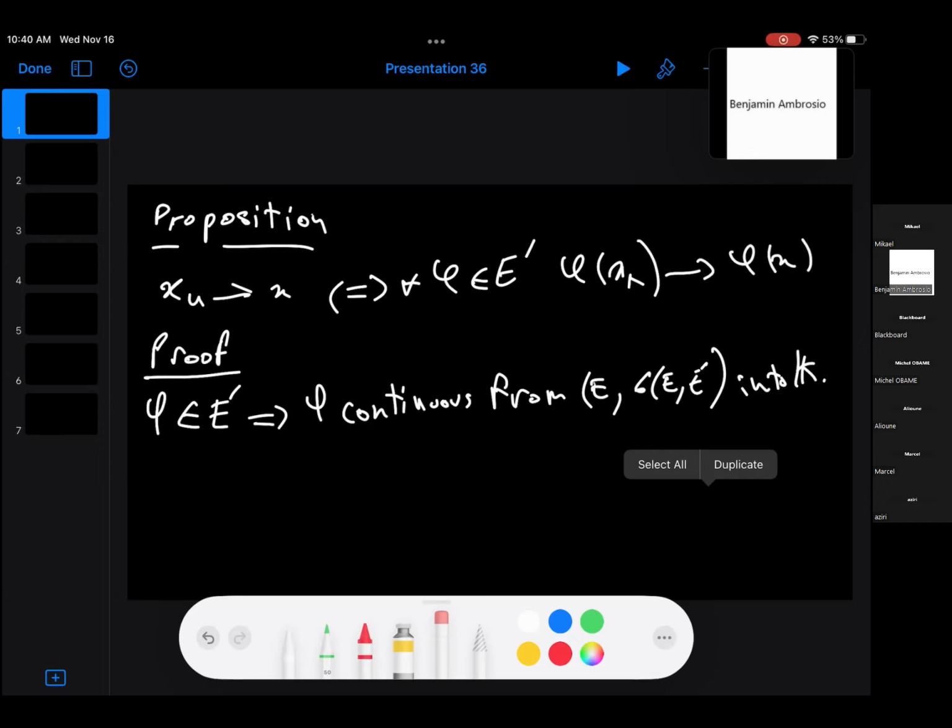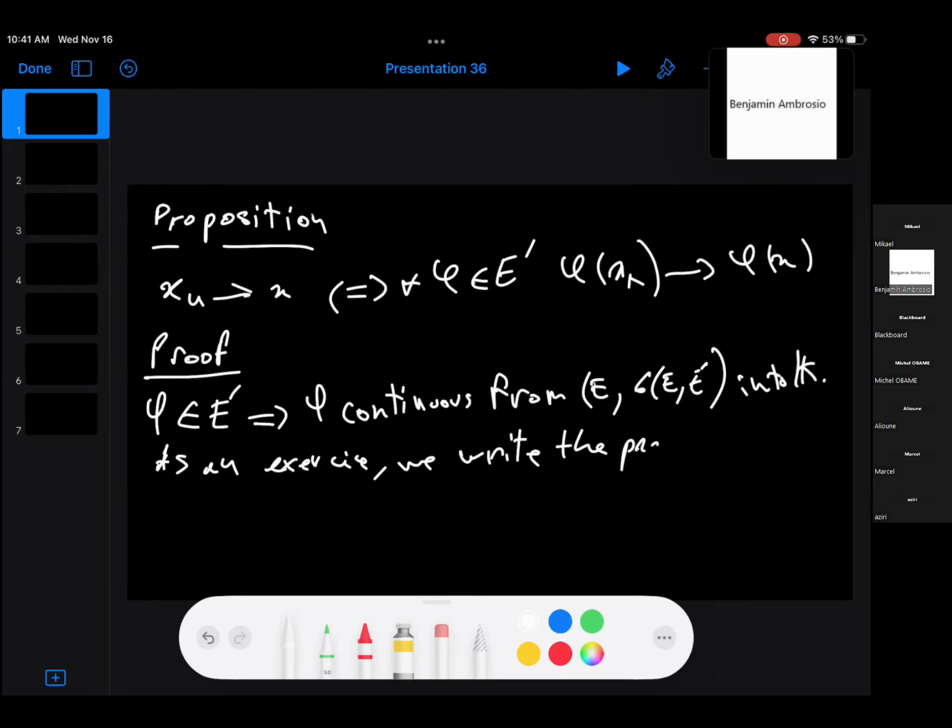So that's right. As an exercise, I'm going to write the proof a little bit more in detail, but that's enough. You can just say, because we said that several times, that the weak topology is the coarsest topology that makes this phi continuous. Okay, so another way to do that, as an exercise, we write the proof differently.